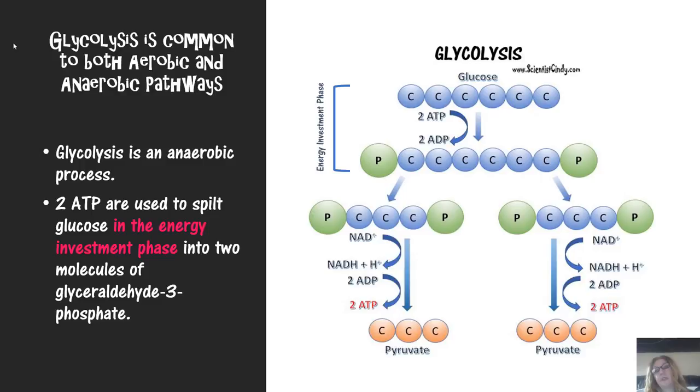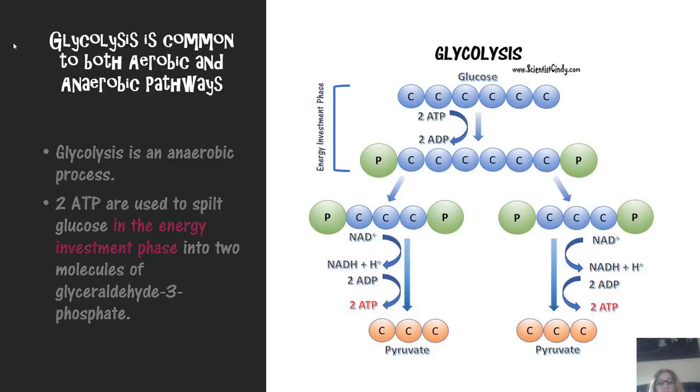So the six carbon atoms that make up glucose are split into two individual molecules that are made up of three carbon atoms each. There's also some other atoms there too that I've omitted just for simplicity. So the 2 ATP are used to split the glucose molecule in the energy investment phase, and the first product that we get from splitting is called glyceraldehyde 3-phosphate, or G3P. And then from there, it will continue on and get converted into pyruvate, which I'll show you in the next slide here.